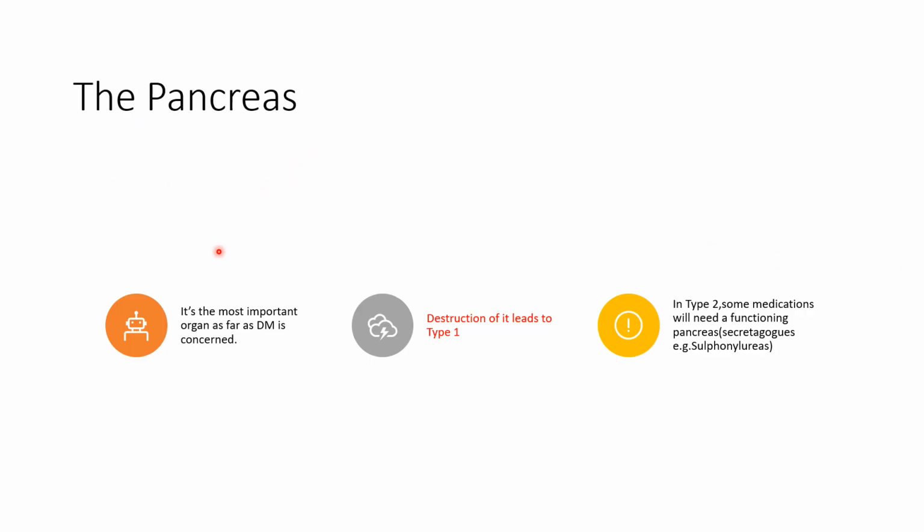Now, the pancreas. It is the most important organ as far as diabetes mellitus is concerned. Why? That is the manufacturing company that produces the insulin. Distortion of the pancreas will lead to type 1. In type 2, some medications will need a functioning pancreas. You could see how important the pancreas is here. And they are called secretagogues. For example, sulfonylureas.